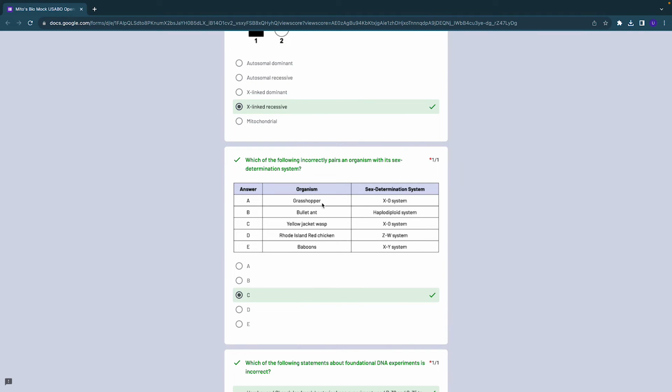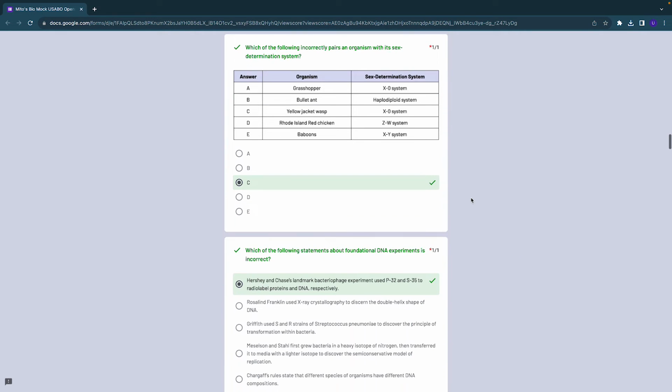So, moving on, which of the following incorrectly pairs an organism with its sex determination system? Let's just go through them. Grasshoppers do use the XO system. Bullet ants do use the haplodiploid system. Yellow jacket wasps are also part of Hymenoptera along with ants, and they're also going to use the haplodiploid system and not the XO system. Chickens do use the ZW system, and baboons use the XY system. So the answer is C.